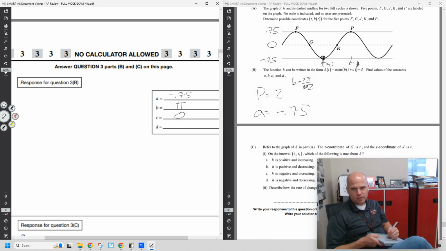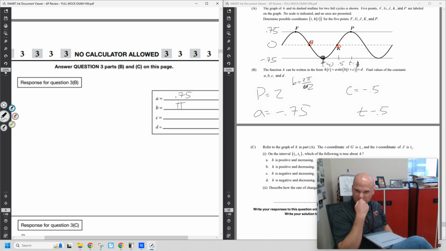Wait, I'm using sine, not cosine. So I can either start at K or at G. K is at 0.5, so I'm going to start at 0.5. That way I have a positive amplitude. Other options I'll write down. But C would have to be negative 0.5 if you have T plus 0.5. No. T minus 0.5 means I'm shifting to the right 0.5. So C is negative 0.5 if I use that, and then D is 0.